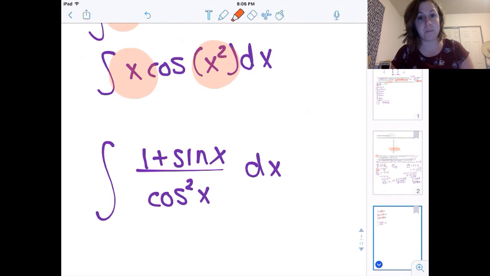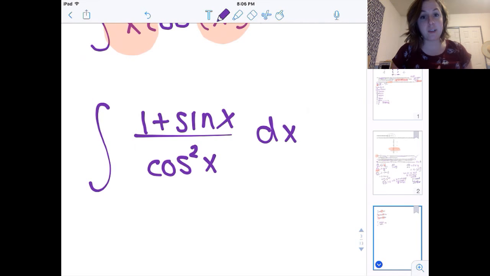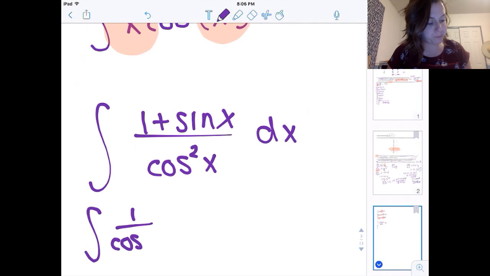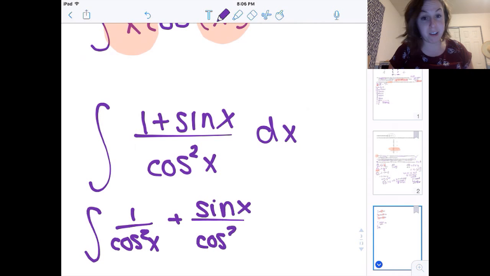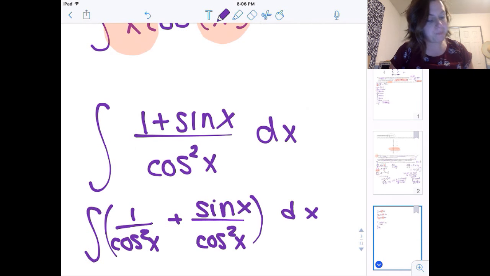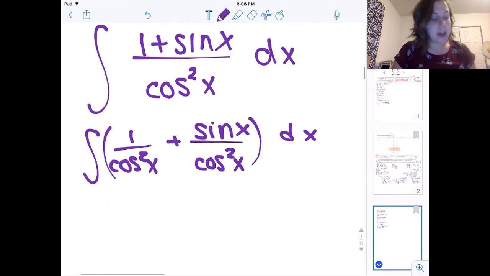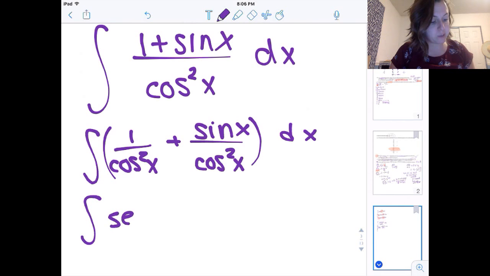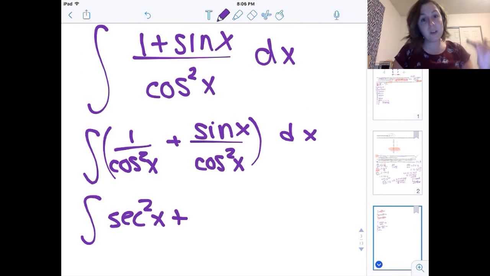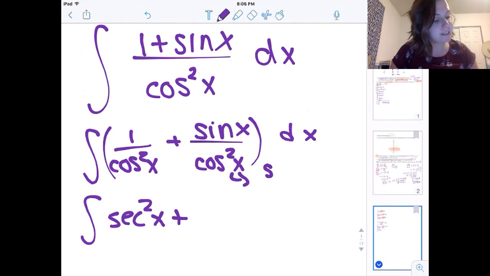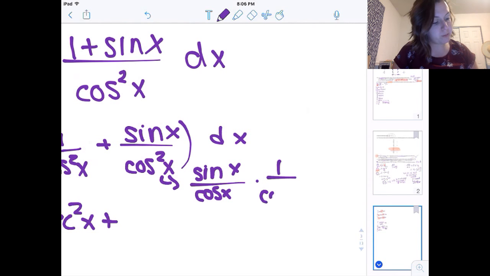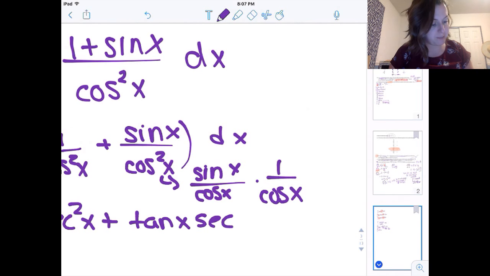So what I'm going to think about then is an algebraic simplification first. So I'm going to make this 1 over cos squared plus sine over cos squared. So no calc here. That's just pre-calc, right? But break that up into those two pieces. So now this would be the integral of 1 over cos squared is secant squared, plus sine over cos squared is really, think about this, as sine over cos times 1 over cos, right? Sine over cos is tangent. 1 over cos is secant. So this is really what I'm integrating, dx.